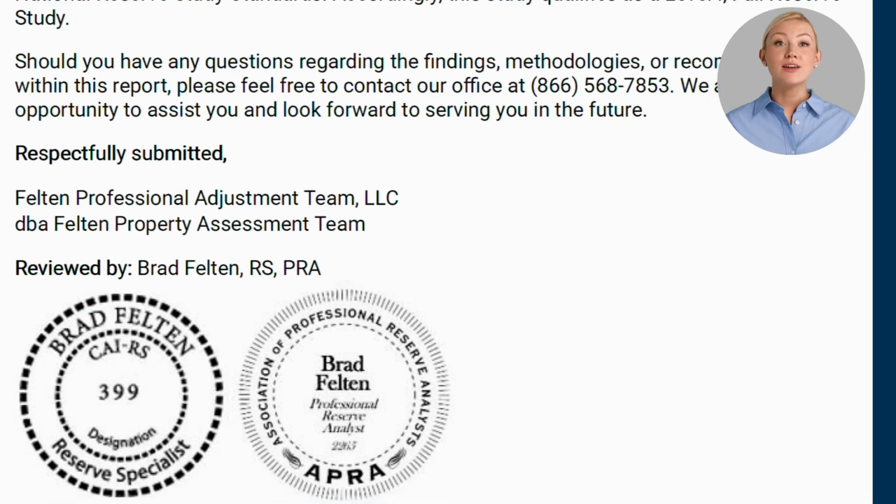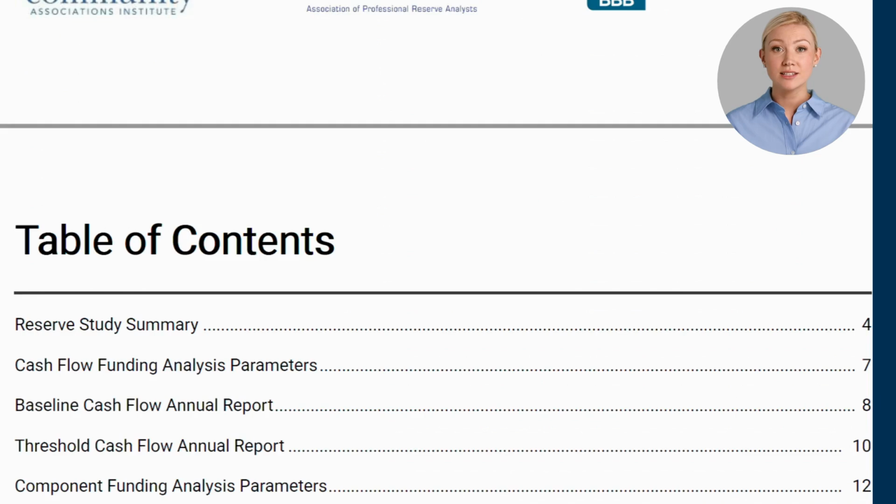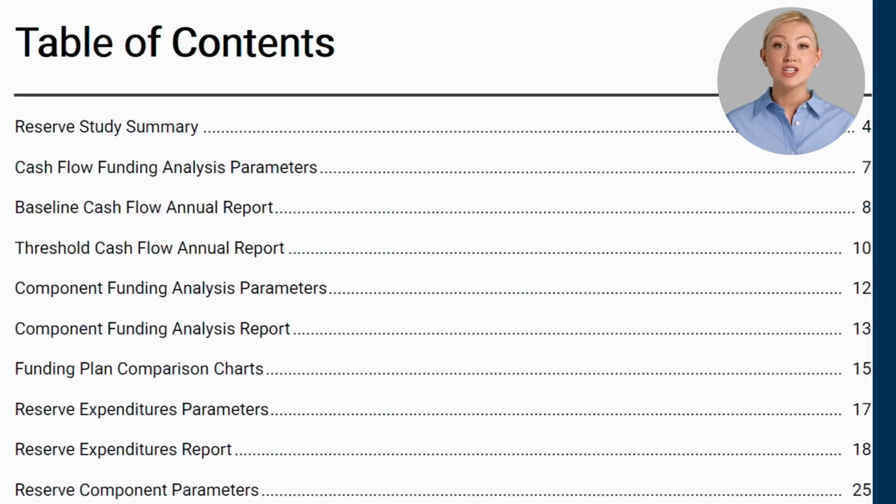The report is prepared in compliance with the Community Associations Institute's National Reserve Study Standards. You'll also see the name of the senior manager who reviewed the study. This individual holds the Reserve Specialist designation issued by the Community Associations Institute and brings many years of experience preparing reserve studies. The next page is the table of contents. While it requires little explanation, it serves as a quick reference guide to the different sections of the report.